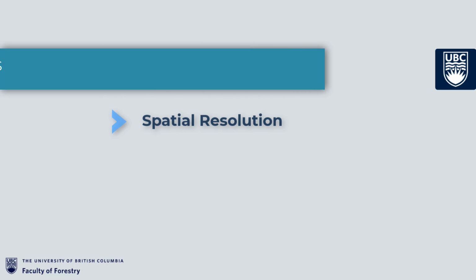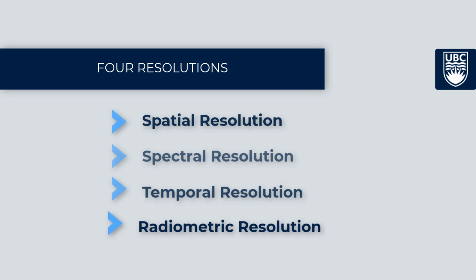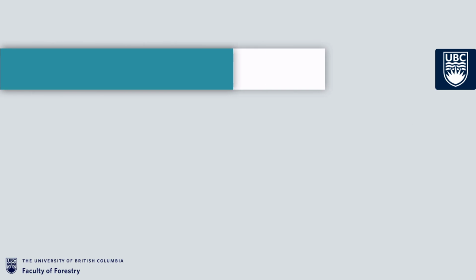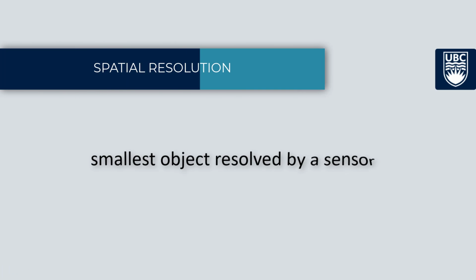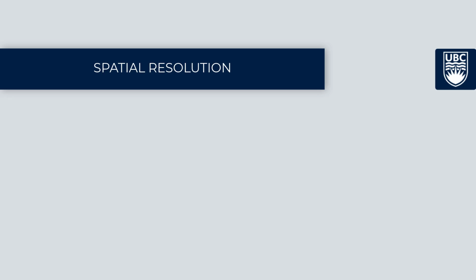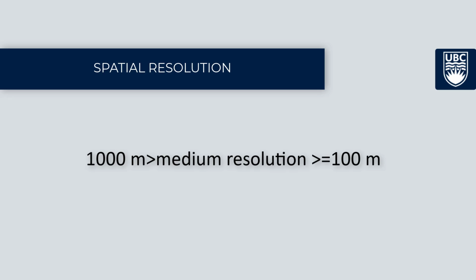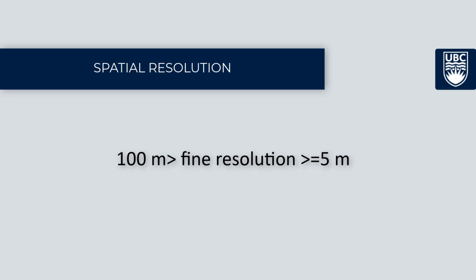No matter what type of data it is, when we think about remote sensing data, these four resolutions have to be considered: spatial resolution, spectral resolution, temporal resolution, and radiometric resolution. Spatial resolution is a measure of the smallest object that can be resolved by a sensor, and it represents pixels on an image. Usually, coarse resolution is above 1000 meters, a medium resolution is 100 to 1000 meters, a fine resolution is 5 meters to 100 meters, and a high resolution is below 5 meters, but this definition is not strict.